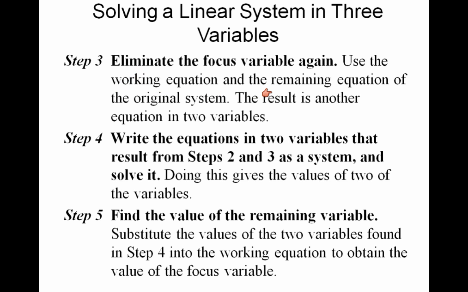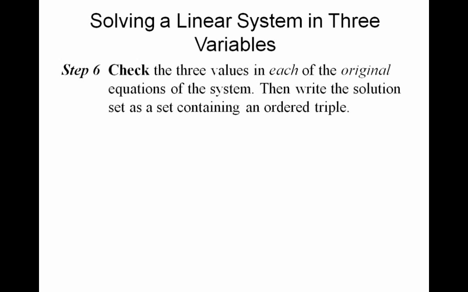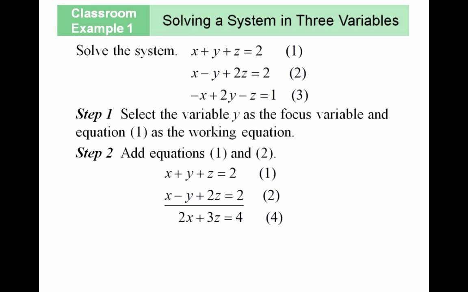Use the working equation and the remaining equation of the original system. The result is another equation in 2 variables. So by doing that, you end up getting 2 equations and 2 unknowns. You go back to what we did earlier, solve that, and plug it back into the original equation. And then, of course, you check the answer. So let's take a look at the example.